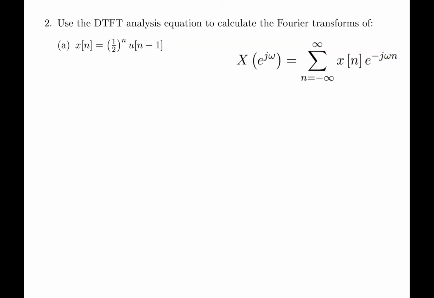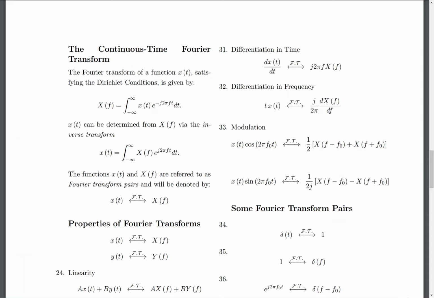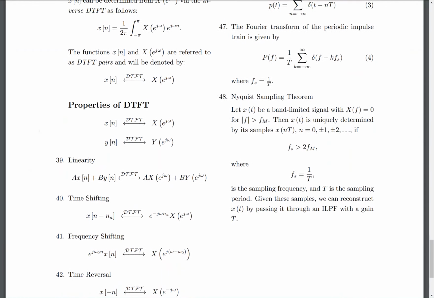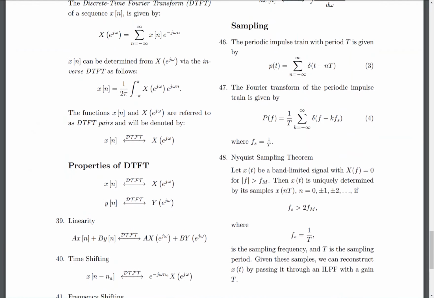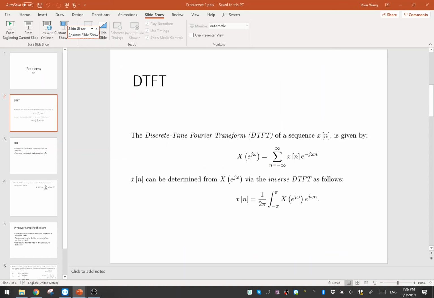That pair is not on the final. It's not on this version of the cheat sheet, but I'm going to ask the professor to add it on the cheat sheet, so at least you have one pair for the DTFT. Because as you see here, DTFT does not have a table. It just has properties. So I'm going to ask her to put at least one thing on the table.